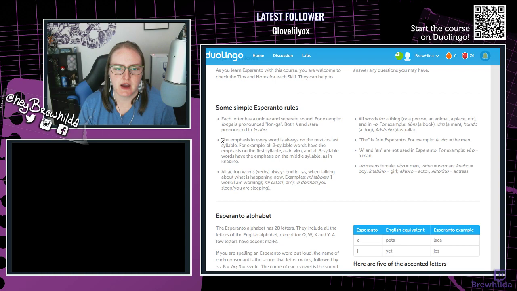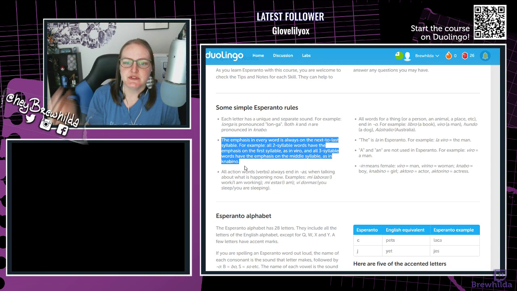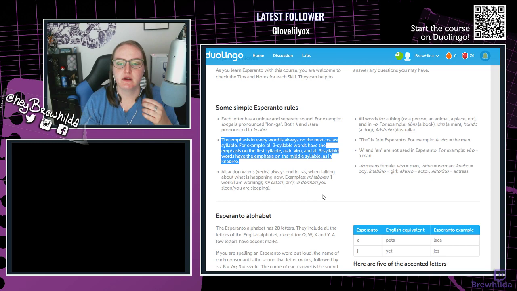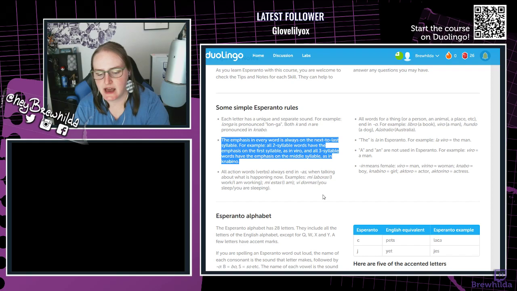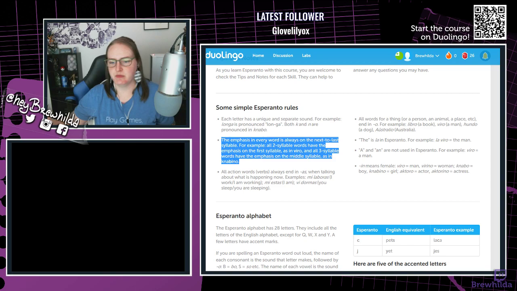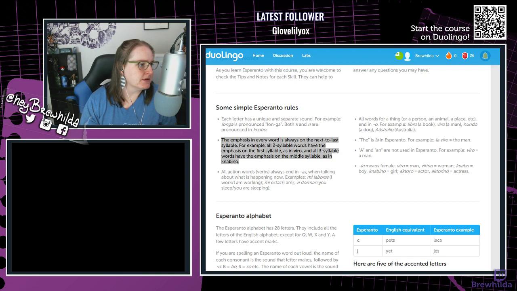This is something that I was told by a Reddit user that I thought was very important. The emphasis on every word is on the next to last syllable. So two syllable words have the emphasis first, as in viro, right? And three syllable words have the emphasis in the middle, as in knabino, right? So you heavily do the middle. And I have to assume theoretically that it's because the last syllable in any of the Esperanto words, all the modifiers are usually at the end, right? So if it's going to be plural, if it's going to be male, if it's going to be female, all of those things are going to come up on there.